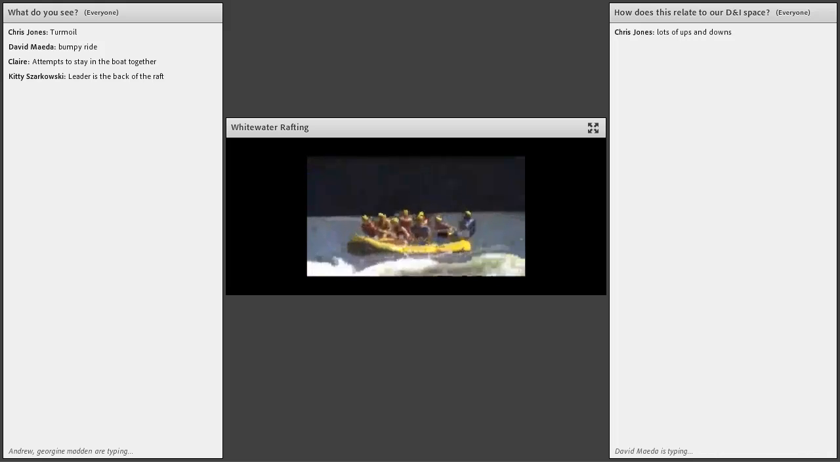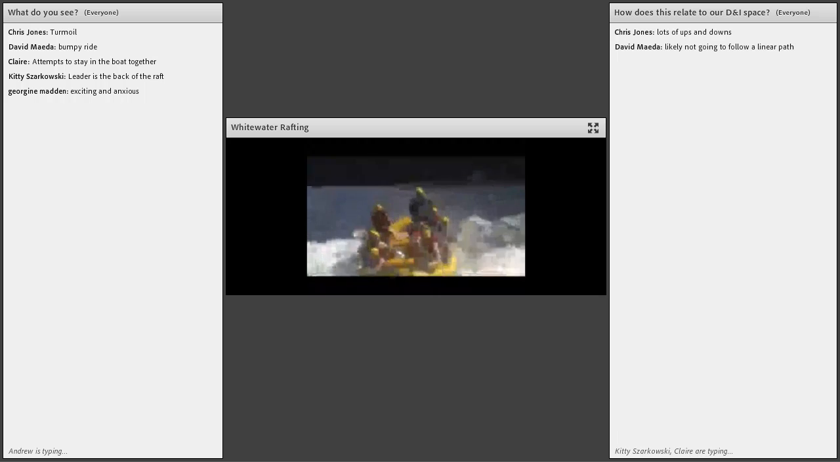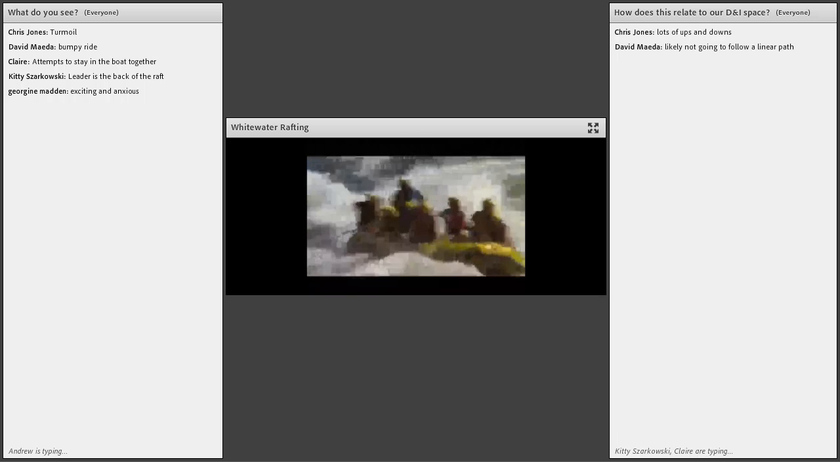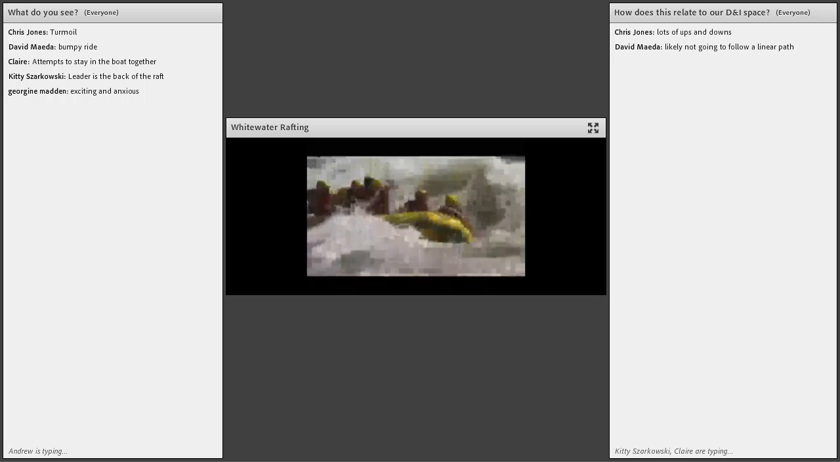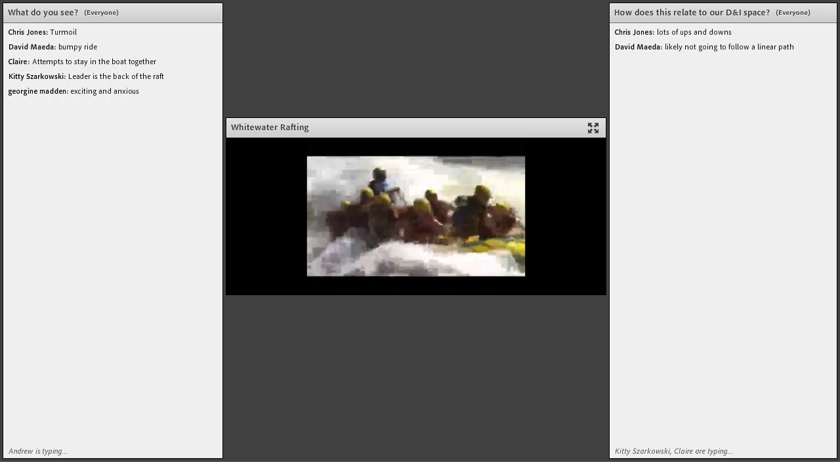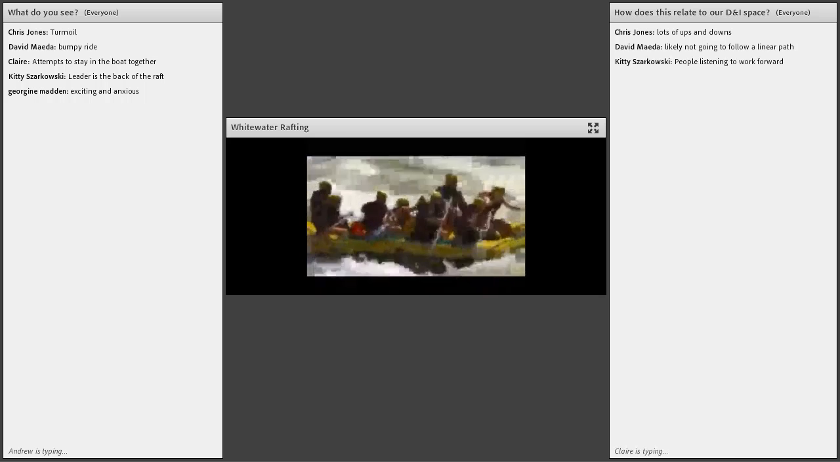Claire Lovett, attempts to stay in the boat together. Absolutely. And you're actually going to see here in just a moment where somebody isn't very successful at that. They actually fall out. But never fear, the team goes back to get them. They're able to manage through that rough water to go back and get a team member. They don't want to leave anyone behind.